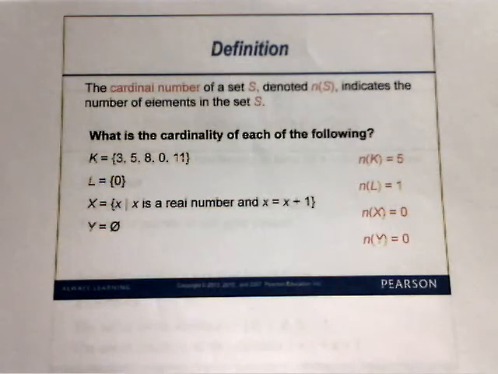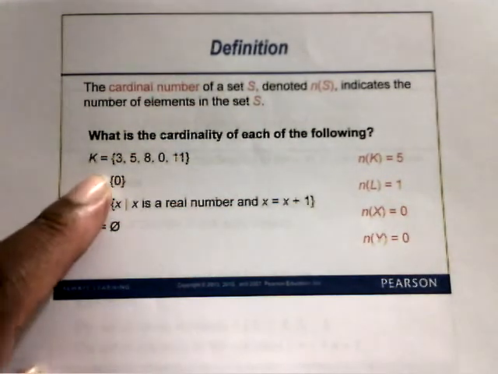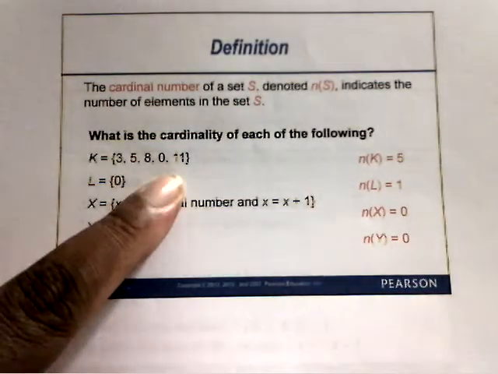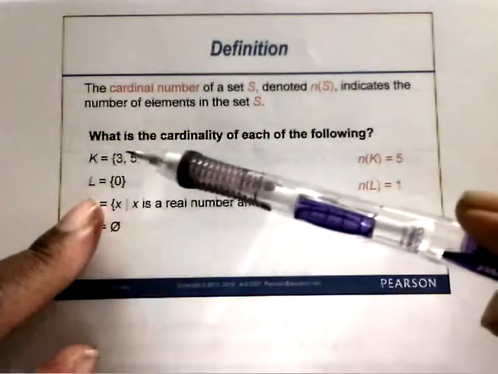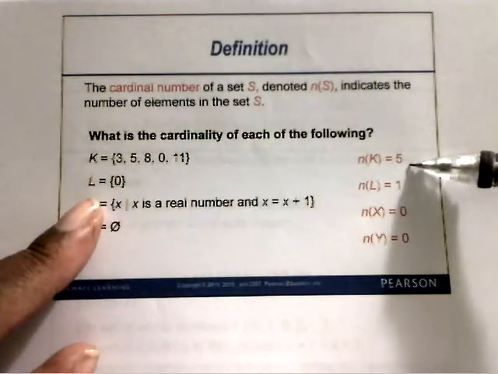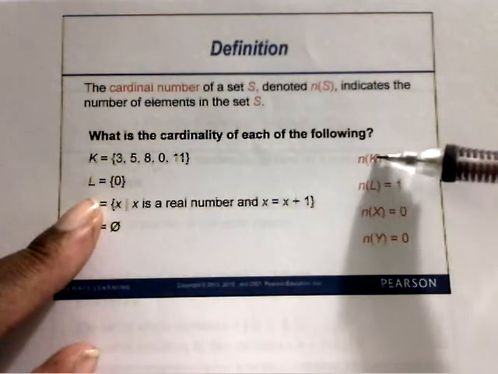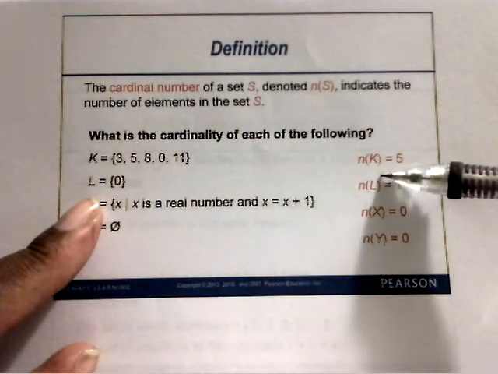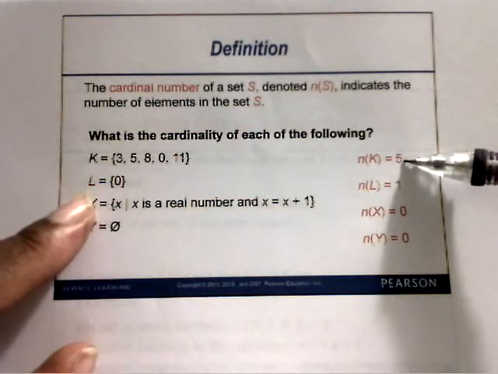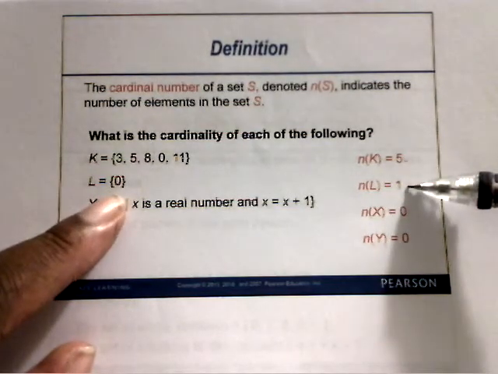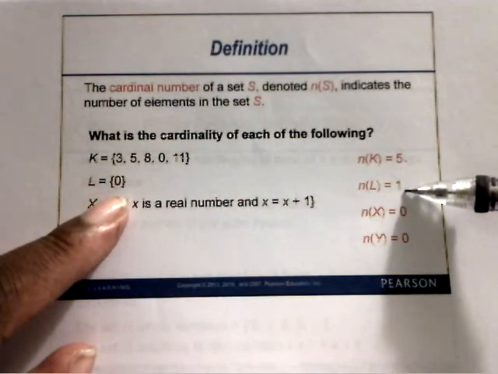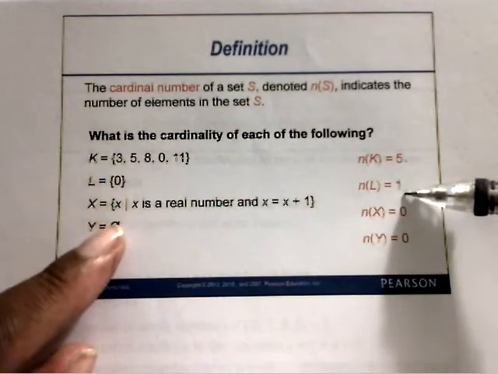Okay, the cardinal number of a set S is denoted by n(S), and indicates the number of elements in the set S. So for each one of these, we're going to find the cardinality of each of the following. Like K has the elements 3, 5, 8, 0, 11. We just count up how many elements are in set K. In this case, it's going to be 5. So here, n(K), or the number of elements in set K, is 5. The second one, L has the set {0}. Here, there's only one element, and that's the number 0. So the number of elements in set L is 1.